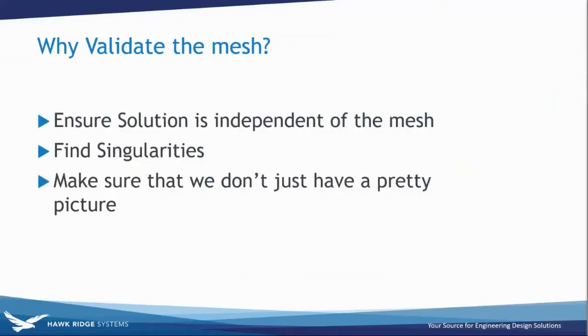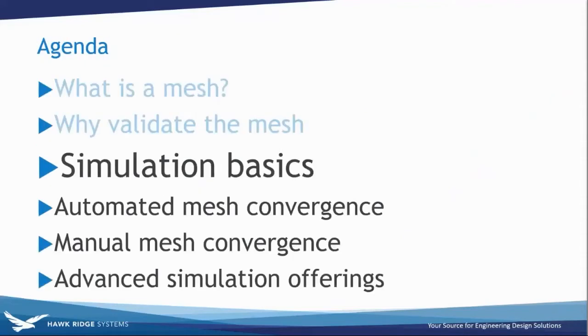So to summarize, it's important to ensure your solution is independent from your mesh. Without mesh validation, you don't know if you're looking at accurate results or just a rainbow spectrum over your model. So in the next section, we're going to review some FEA basics and then define the example we're going to prove convergence with.